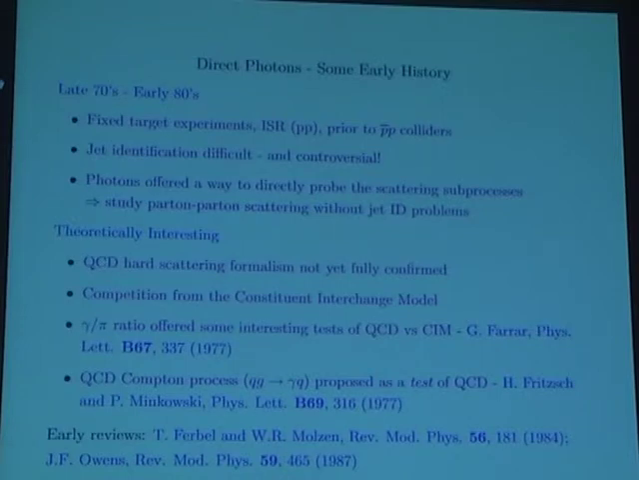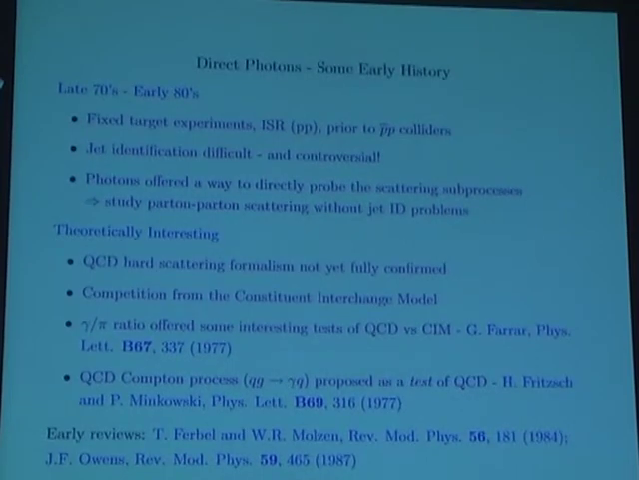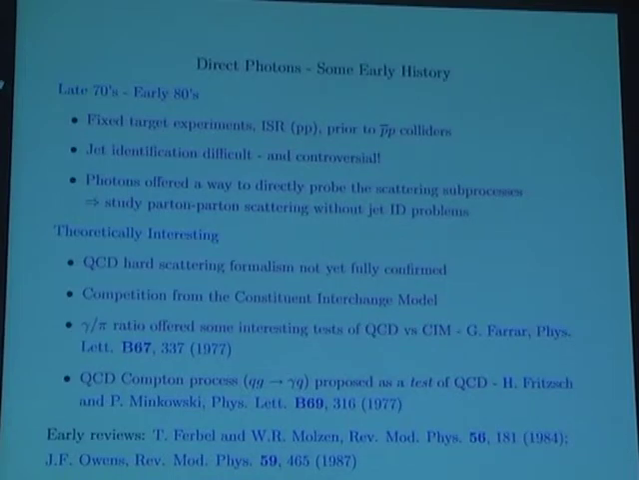It may be hard to imagine, but in the 70s, the QCD hard scattering formalism that you're learning about here was not fully confirmed. And you had competition from other models, in particular the constituent interchange model, which today would be called a higher twist type of calculation, some of which were mentioned in Sarah's talk yesterday. In particular, the ratio of photons to pions produced at high PT came out quite differently in QCD versus this CIM, and it was proposed as an early test of QCD.